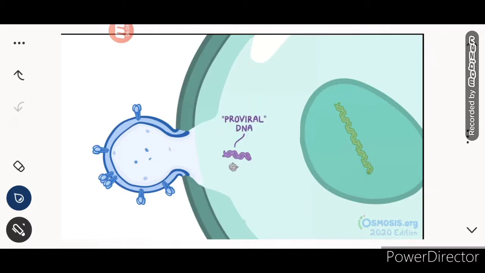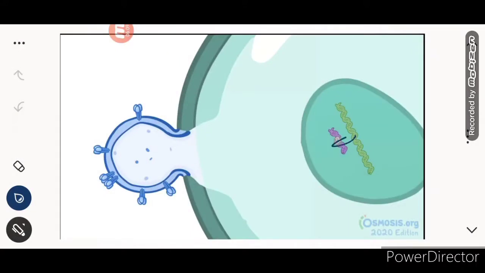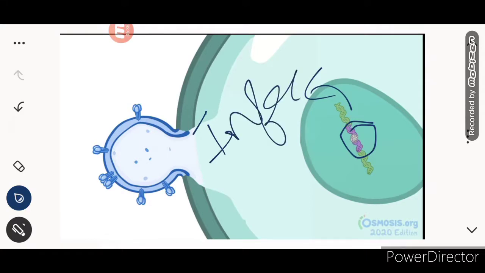Okay, so once the proviral DNA is formed, the integrase helps attach to the proviral DNA, and it acts as a glue, or an adhering agent, to the host DNA. So via this integrase, the proviral DNA can settle down on the host DNA. Okay, so here we can see the proviral DNA gets attached to the host DNA, and now this is the infected DNA.